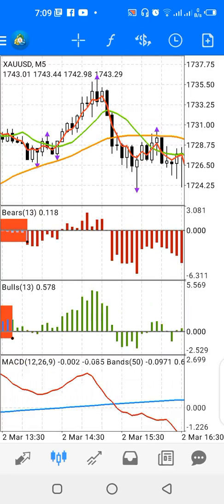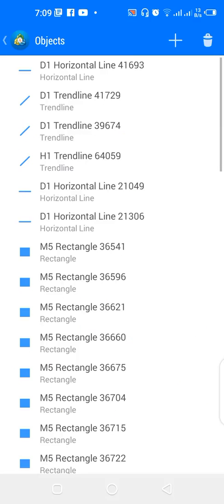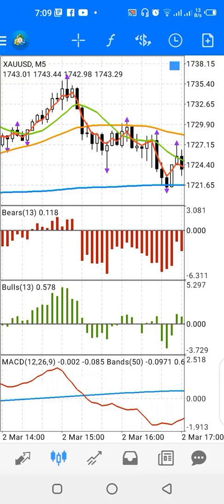Then for indicator window 3, of course, when the red line crosses below the blue line, look for selling opportunities. When the red line crosses above the blue line, look for buying opportunities. So that's that for this strategy.